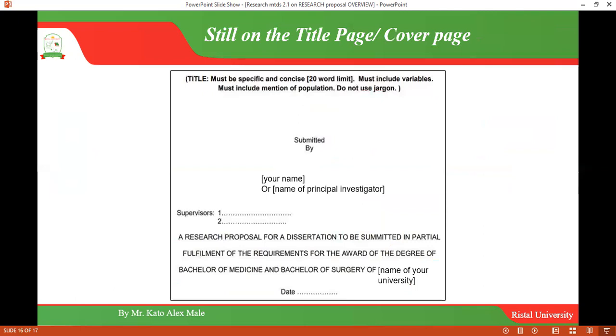Still on the title page, or now you can call it the cover page. This is how it looks, and this is how you structure your cover page, the title page of your research study. You get it? I think the font might be a bit small. Let me try to enlarge it so that you can see everything well.